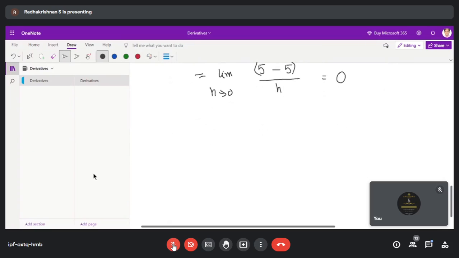Now let's take another, a little more complicated one. Now f of x.